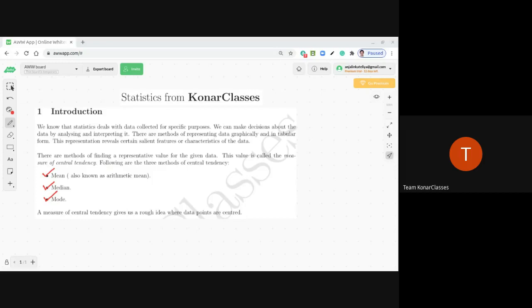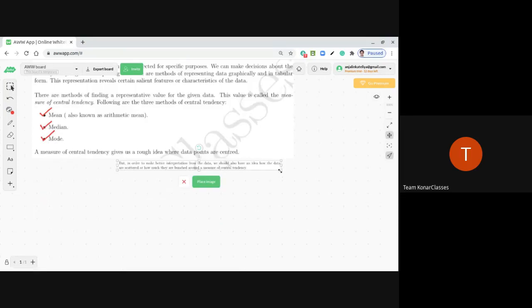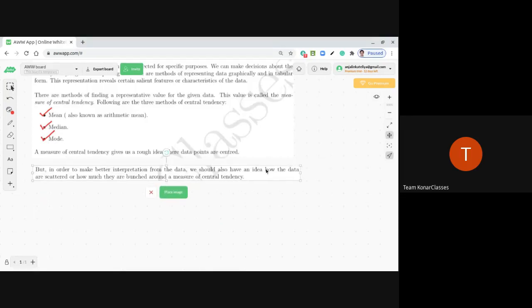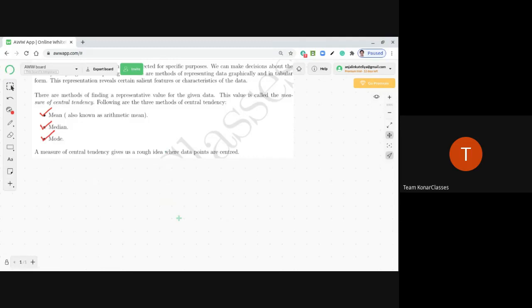But before that, I just want to recap, because you already studied this in your previous classes. But as it is important, I would like to recap these three methods of measure of central tendency, that is mean, median, and mode. So, how do you compute the mean, also known as the arithmetic mean? Let's first find how we can find the arithmetic mean, or sometimes we also call it the average.